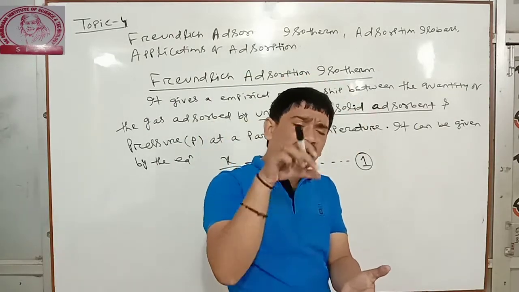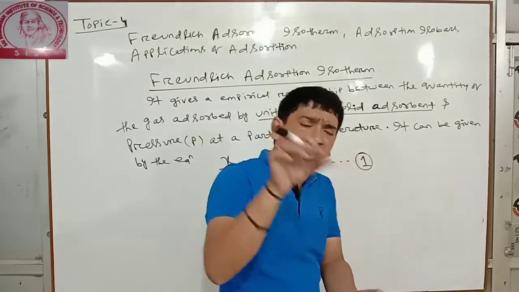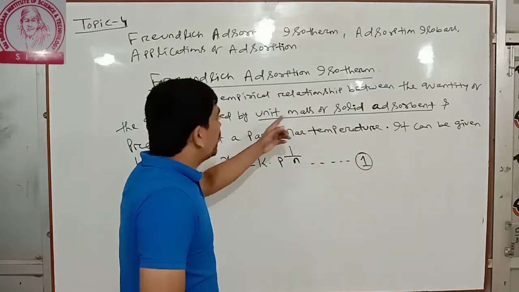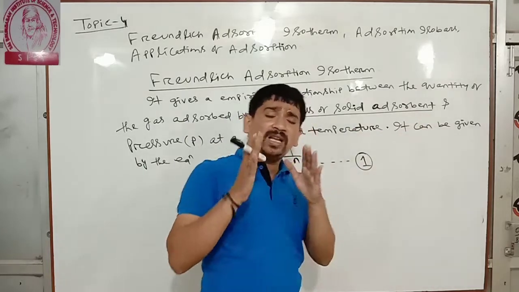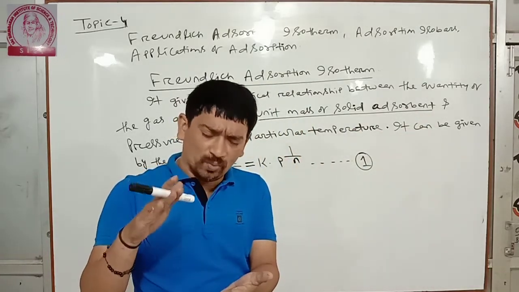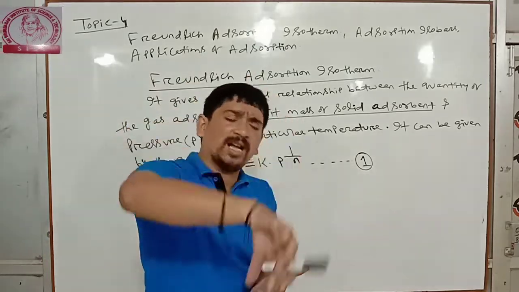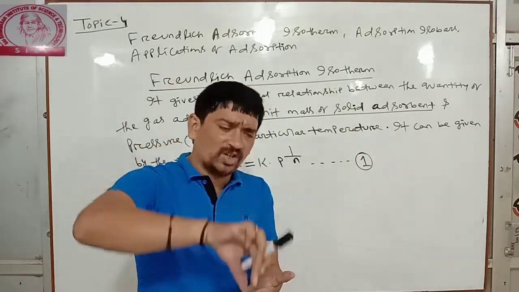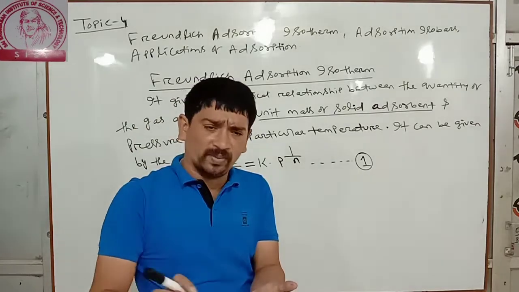So the quantity of the gas adsorbed, that is the adsorbate, and one unit mass of solid adsorbent. How much quantity of gas will be adsorbed by one unit mass of solid adsorbent.